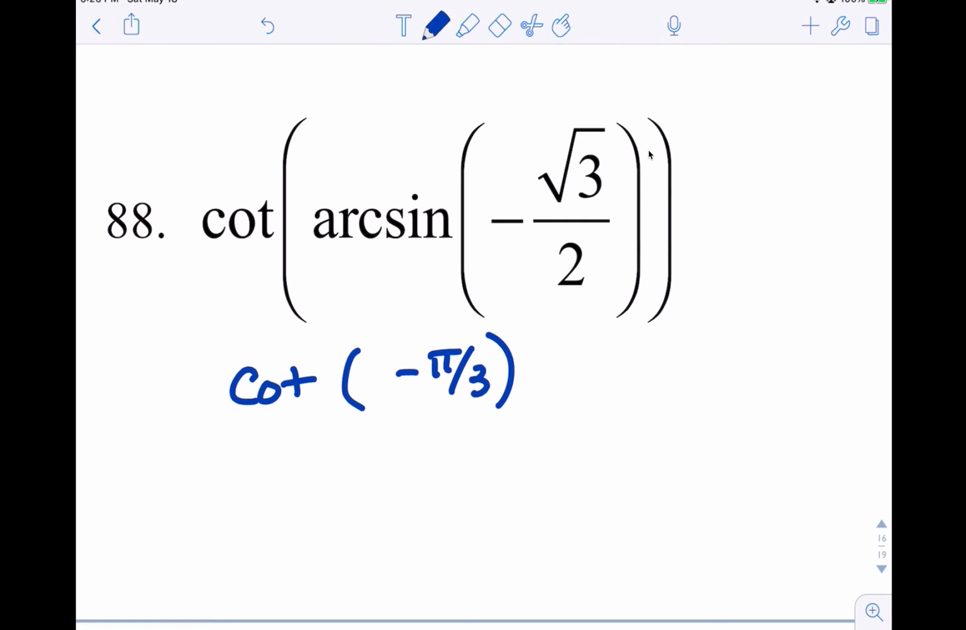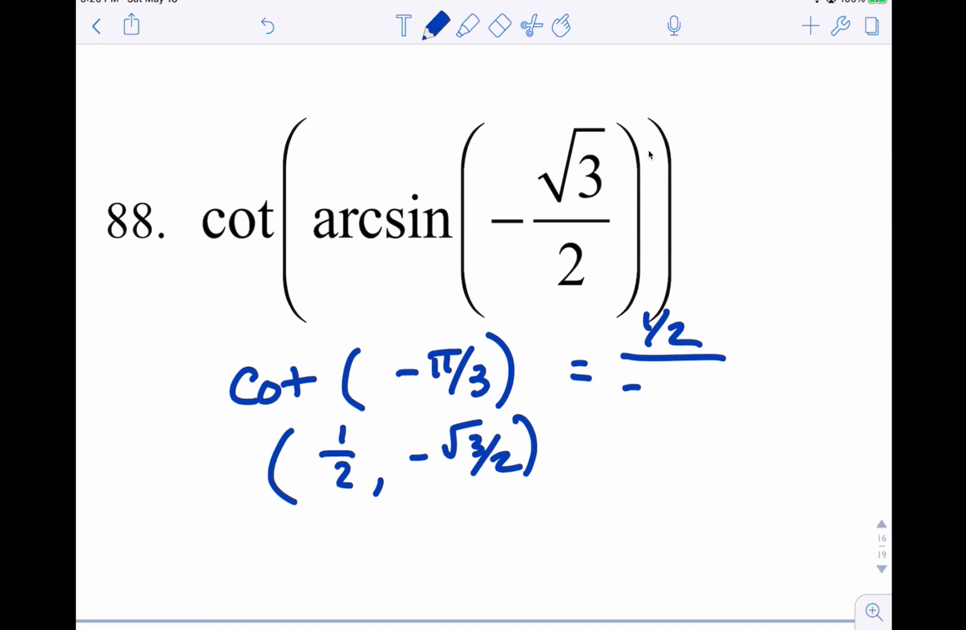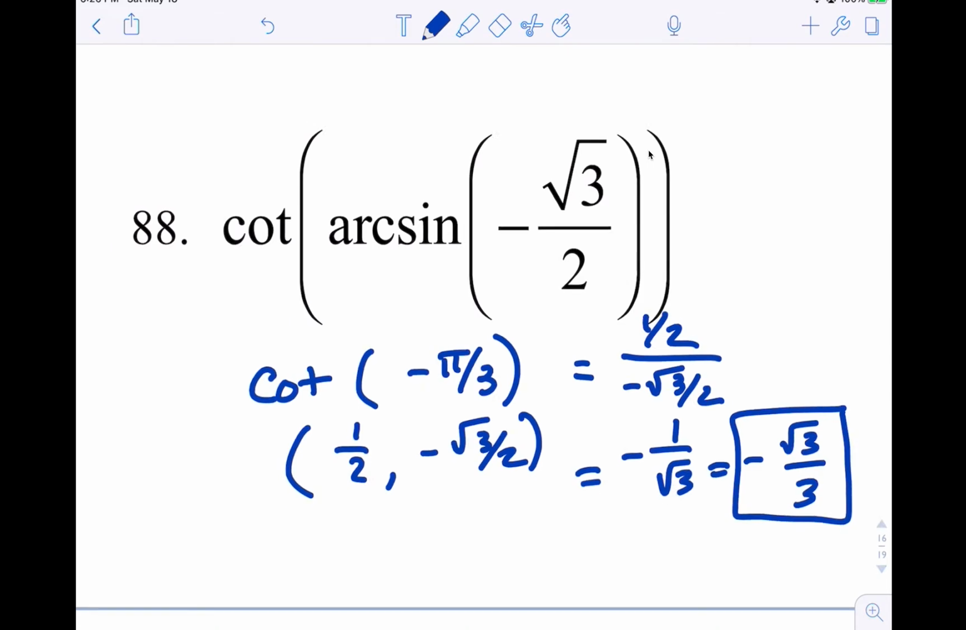And then negative cotangent of negative pi over 3, all right, remember cotangent is x over y, so it's 1/2 over negative root 3 over 2, which is then negative 1 over root 3, which is then negative root 3 over 3.